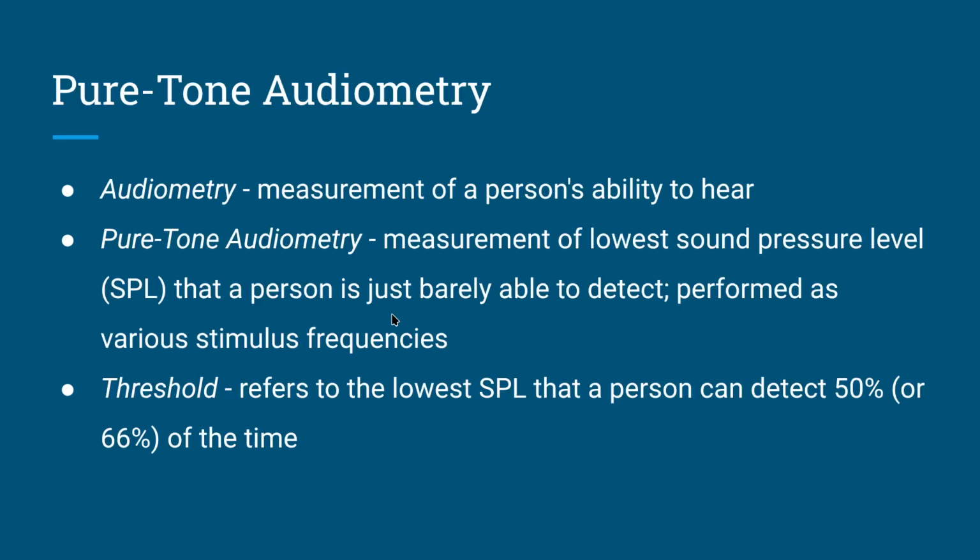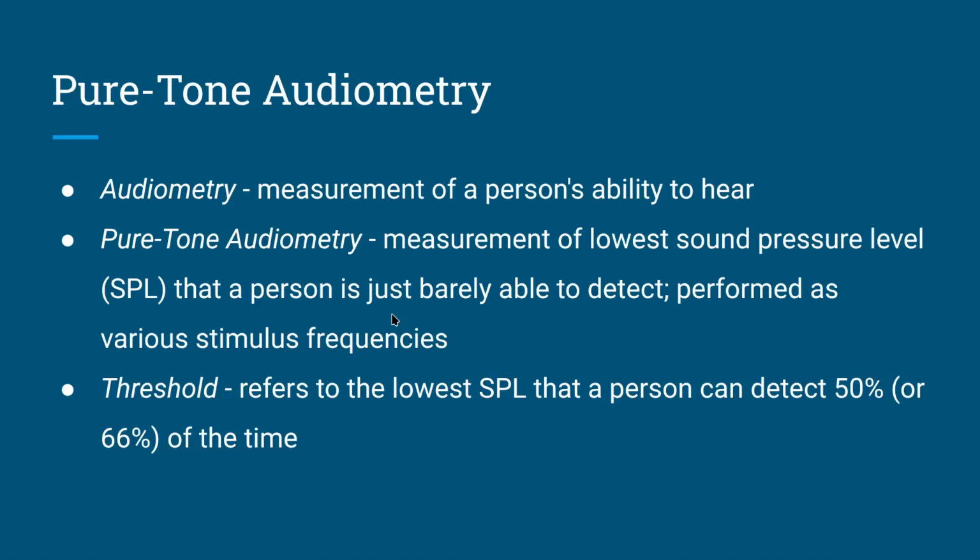So pure tone audiometry. Audiometry is the measurement of the person's ability to hear. Pure tone audiometry is the measurement of the lowest sound pressure level that a person is just barely able to detect. It's a detection threshold performed at various stimulus frequencies, or what we hear as different pitches. We're looking for threshold. Usually we define threshold as the lowest sound pressure level that a person can detect 50% of the time, but you could also use 66% of the time if you wanted to.